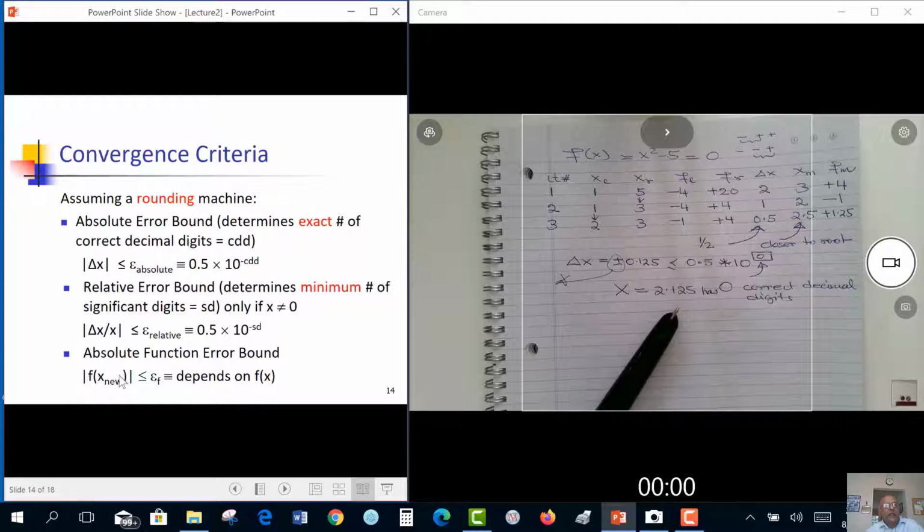A third one is that the function at x new, which we want ideally to be 0, is less than some small quantity epsilon f. Now this depends on the function itself. So that means this is problem dependent. Again, this is a criteria often many textbooks use without telling you how to specify epsilon f. We are going to ignore this third criteria altogether because this would become problem dependent. These are easier to decide or desire. We can say we desire 5 correct decimal digits, or we desire 7 significant digits in our answer.